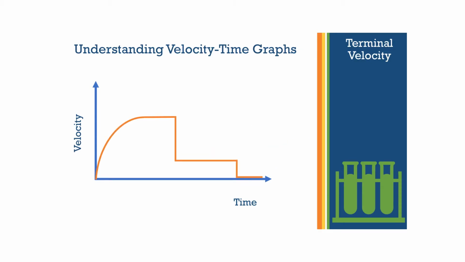Okay, so now it's time to look at the sort of graph that you'd expect to see of a parachutist jumping out of an aeroplane. So I'm going to ask you to press pause again in a moment, and I'd like you to look at the different sections of the graph to try and work out what on earth is going on.